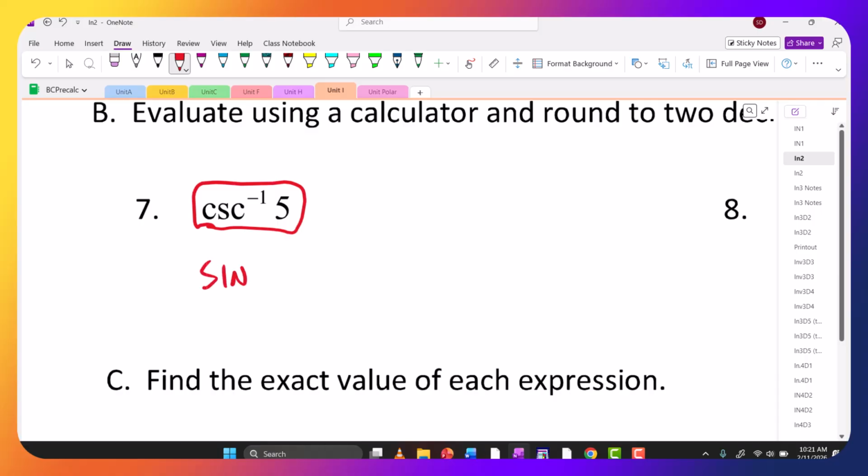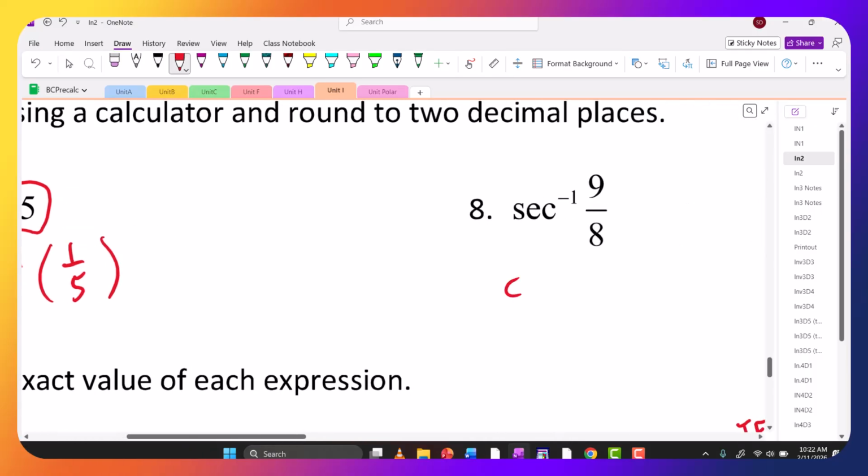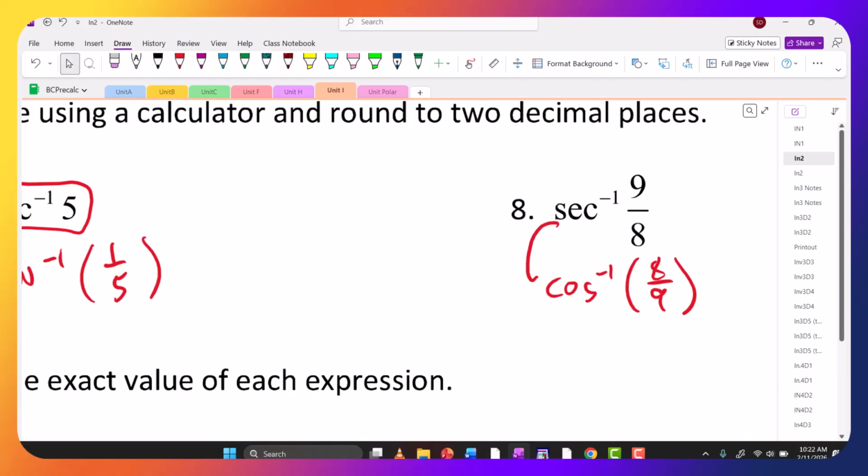So how do I change this to sine? What would 5 become? 1/5. And then you could just go ahead and type that on your calculator. What does cosine become if it's 9/8 for secant? 8/9. And then you don't need me for that. Just go into radians and inverse cosine that. And the rules are the same for secant and cosine. The rules are the same for cosecant and sine.